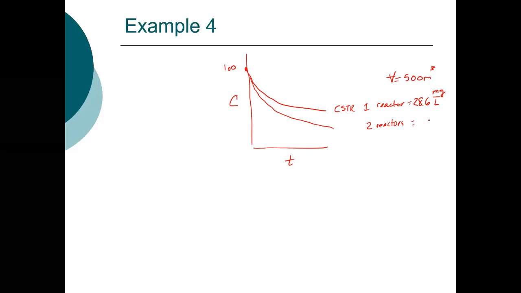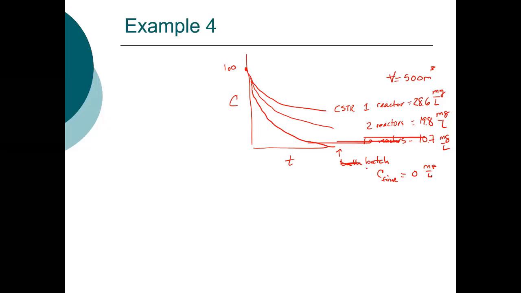With 2 reactors, what do we have? Back to my notes. We had 19.8 milligrams per liter. With 10 reactors, we had 10.7 milligrams per liter. So what are we going to have now? Eventually, it will reach 0. Final is equal to 0 milligrams per liter. So eventually, we're going to reach 0. This is a good question.